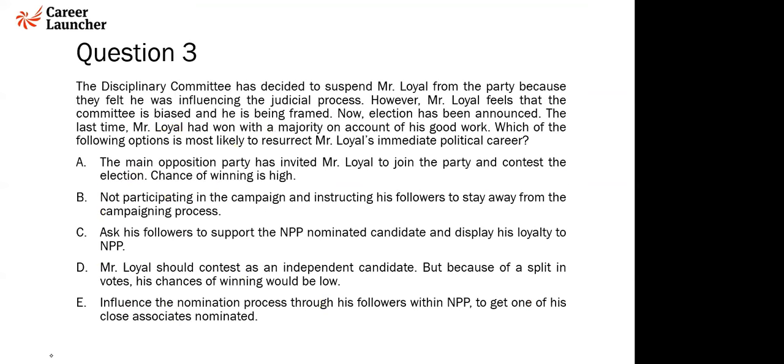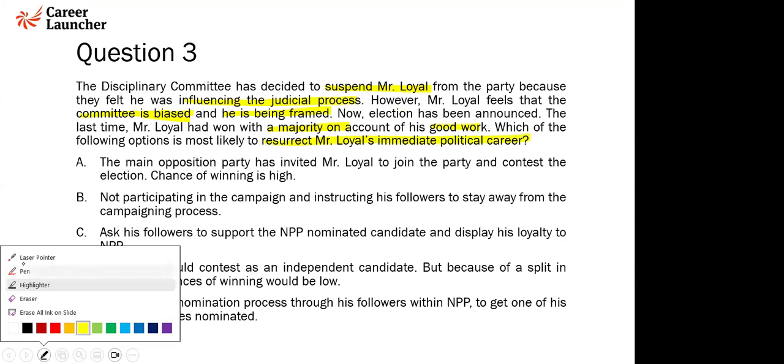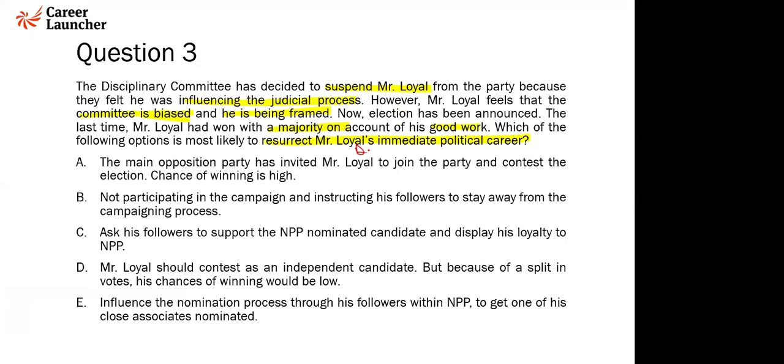Third question, the situation changes. The disciplinary committee has decided to suspend Mr. Loyal from the party because they felt he was influencing the judicial process. However, Mr. Loyal feels that the committee is biased and he is being framed. Now elections have been announced. Last time, Mr. Loyal had won with a majority on account of his good work. Which of the following options is most likely to resurrect Mr. Loyal's immediate political career? So now you look at this question, my decision criteria changes again.